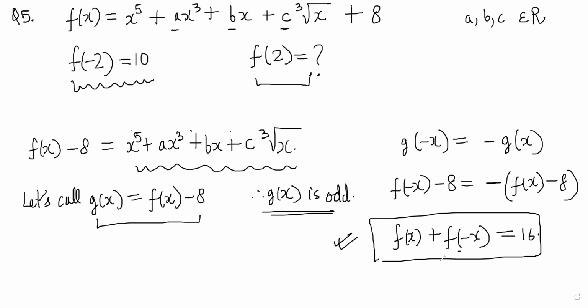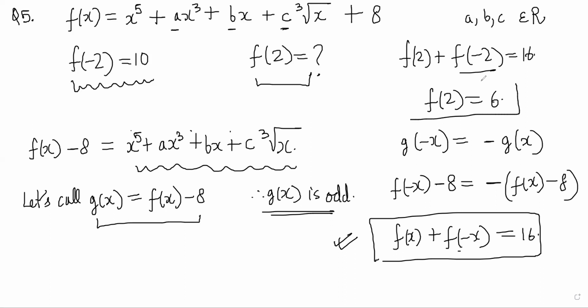And now that we have this nice condition, we can easily find the relationship here, because f of 2 plus f of minus 2 will be equal to 16. And since f of minus 2 is given as 10, f of 2 must be 6.